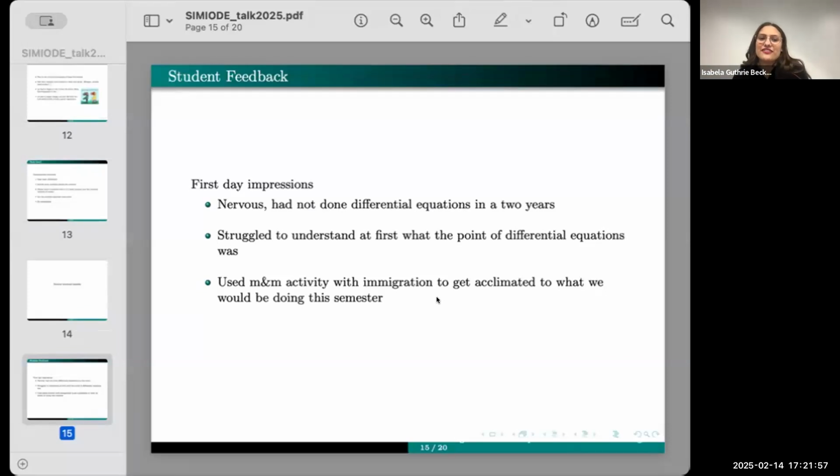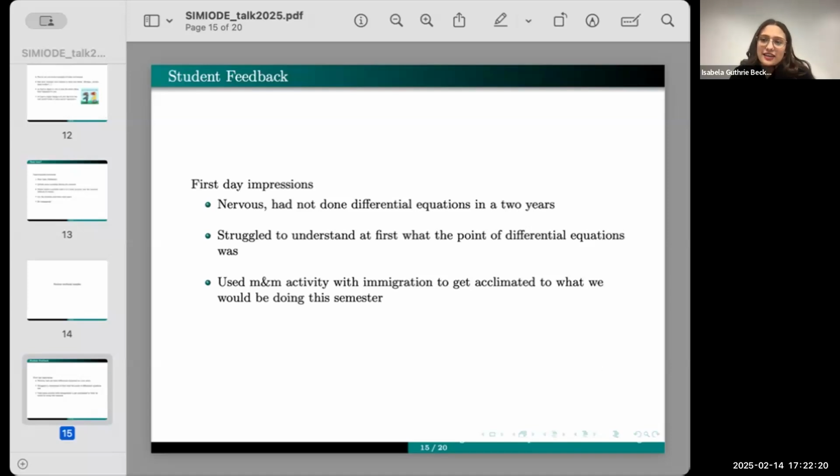And so I really loved, I got the M&M activity. I did not do the potato one, but my group did the M&M activity with immigration, and it really helped me to see, oh, you can actually use math to do real life things. It's not just looking at equations on a board and solving them. You can actually see this in everyday life. So that's what I did for the first day.